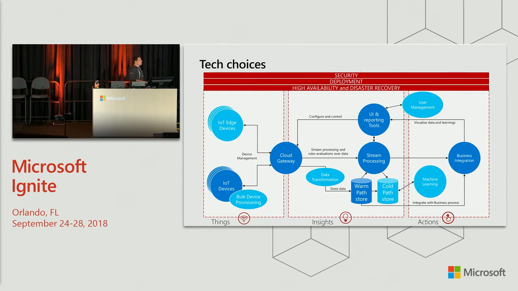So here are some tech choices. First one, and that's an easy one. What do I use as a cloud gateway? IoT Hub. Who was it? There you go.